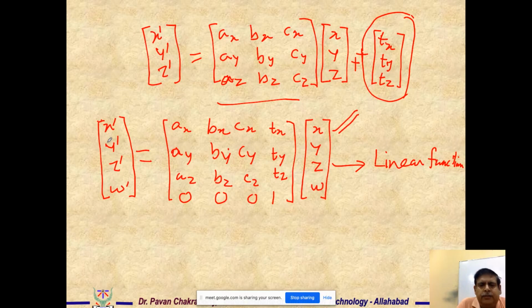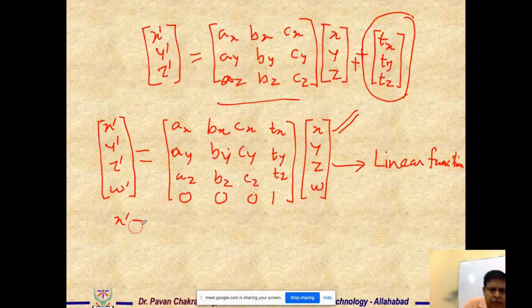So, are you with me, students? So, this is a linear function, and if I take this linear function, I can write this equation. So, I will have my terms.